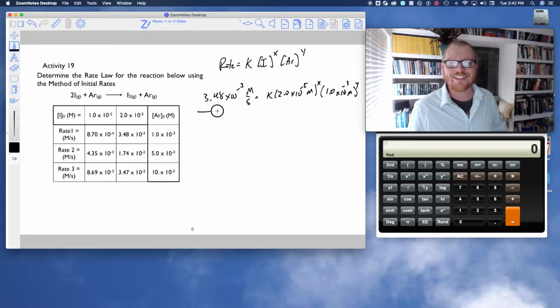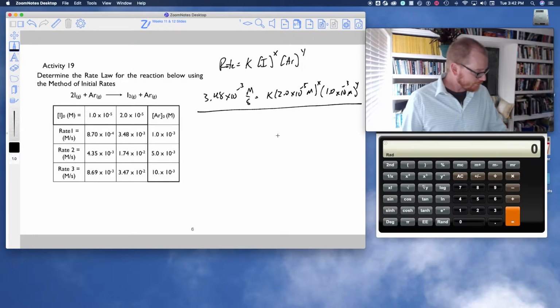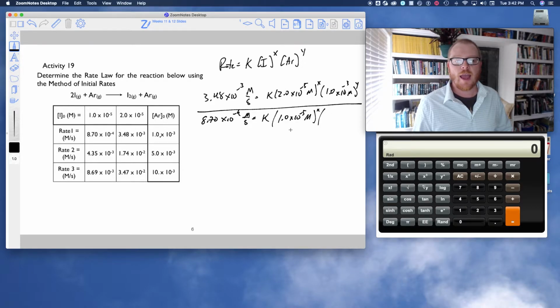And now what I'm going to do is divide this whole equation by another set of data. The set of data that I'm going to pick is where I hold one of these constant. So let's hold the argon constant. And when I hold the argon constant, I have to vary the iodine. So that gives me this experiment right here. Now that's 8.70 times 10 to the minus 4 molarity per second. And that equals k. Now my iodine is 1.0 times 10 to the minus 5 molar. And my argon remained the same, 1.0 times 10 to the minus 3 molar to the y.